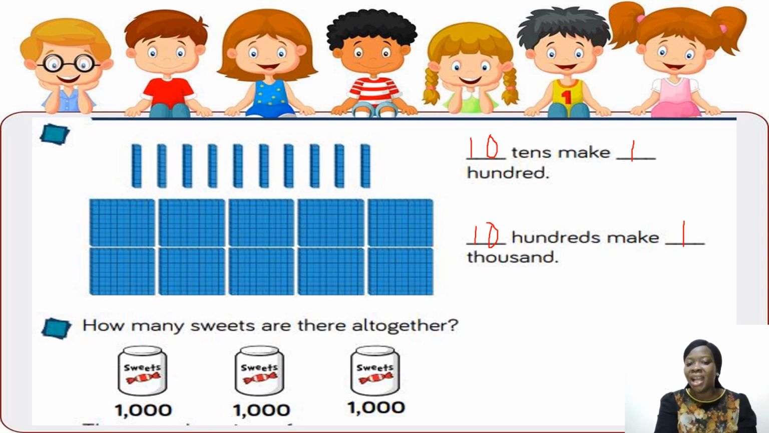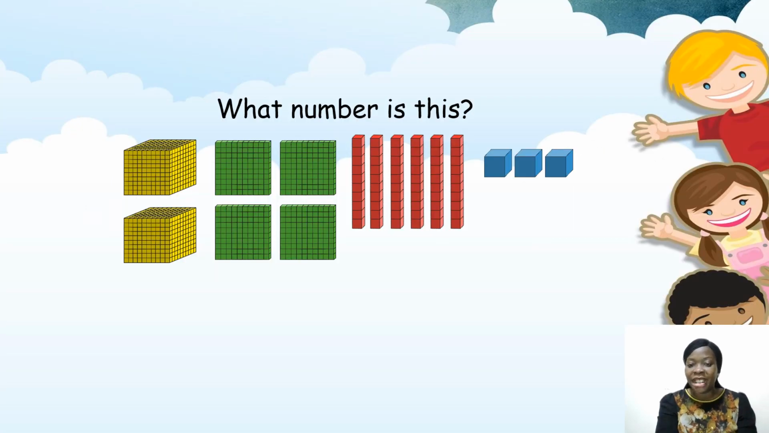How many sweets are there altogether? Did you say 3,000? If you did, you are correct because we have 1,000 each. So 1,000, 2,000, 3,000. We have 3,000 sweets altogether. Okay, hope you got it correctly. Give a big thumbs up if you did.